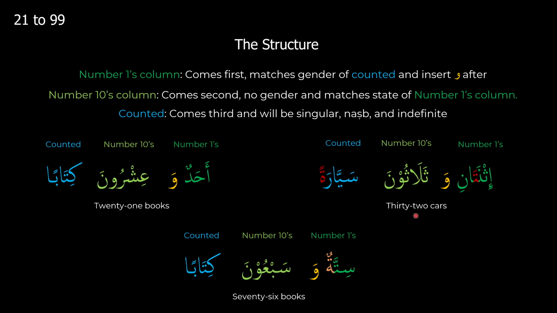And then same thing here with إثنتان وثلاثون سيارة. So this is 32 books, right? So we have the number in the ones column, which is 2. So that's why we have إثنتان. And this is going to match the gender of what's being counted. So that's why this is feminine.